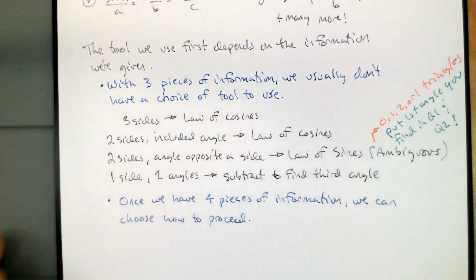Once we have four pieces of information, we get to choose how we proceed. So that's great. We get a choice as to how to proceed. Usually we'll just switch over to the law of sines. It's just ratios and it's easier. So on the good side, we get to choose how to proceed. On the bad side, we have to now choose how to proceed. We like to think that we like lots of choices, but we actually don't. We're too worried about making the wrong choice.